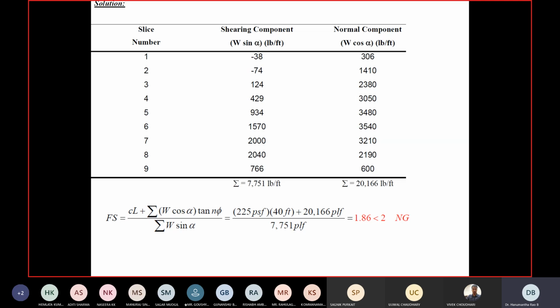C is 225 multiplied by the length of the arc, which is 40 feet. And the summation of W cos alpha is, in fact, there is something wrong. You need to multiply with the tan phi. Just be careful. So this is not exactly equal to 1.86. It will be slightly higher than this value. You still got the same values? You got the same value? Yes, sir. Okay, very good. So some printing mistake is there. That's it.